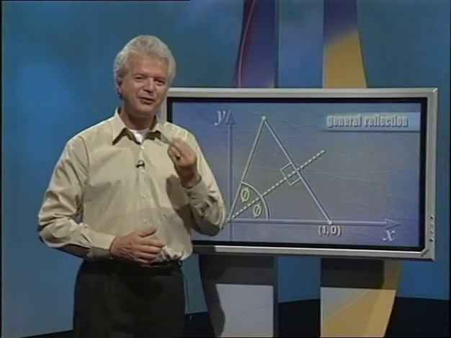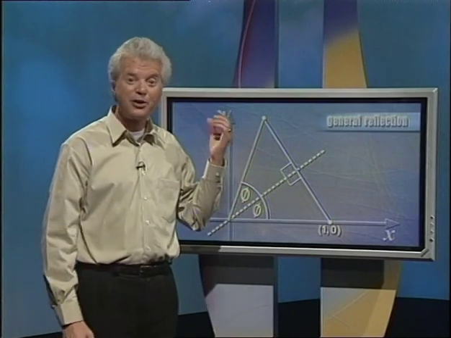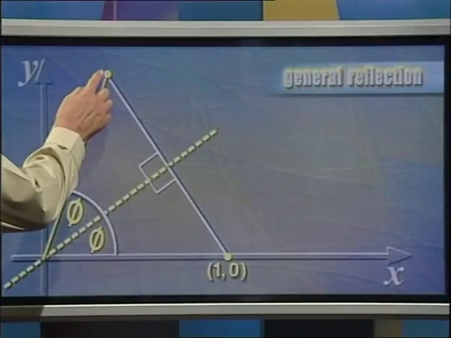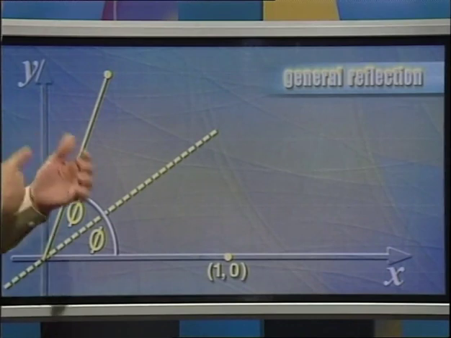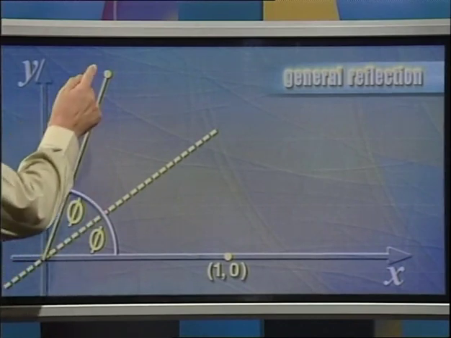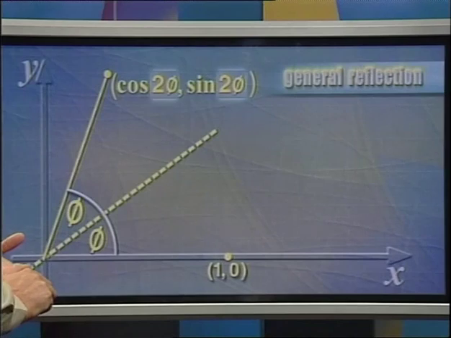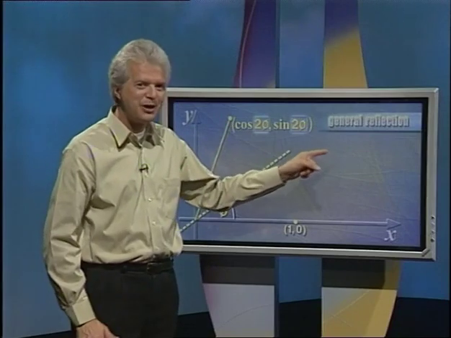So what we've effectively done is we've taken (1, 0) and we've rotated it through an angle of 2φ about the origin to the point up here. And you already know the formula from earlier in the programme for a rotation through 2φ. This point will be (cos 2φ, sin 2φ). But we're losing track of what we're trying to do here. We're trying to find this matrix.